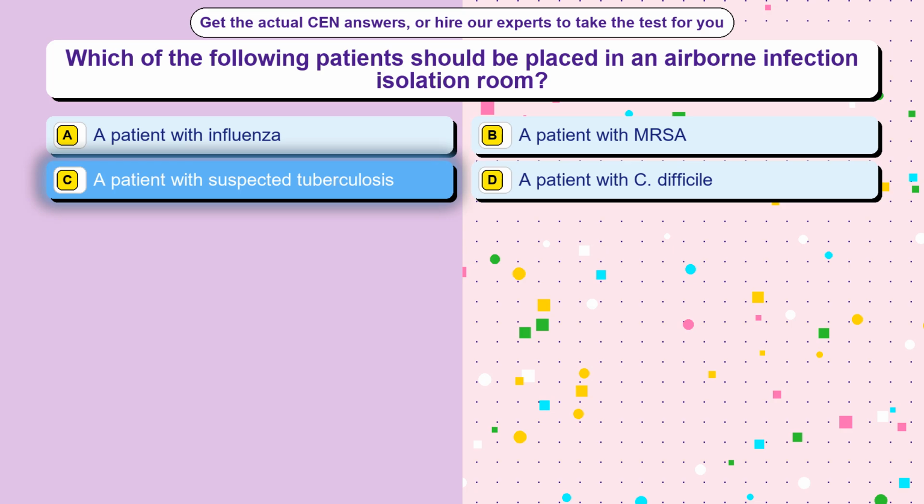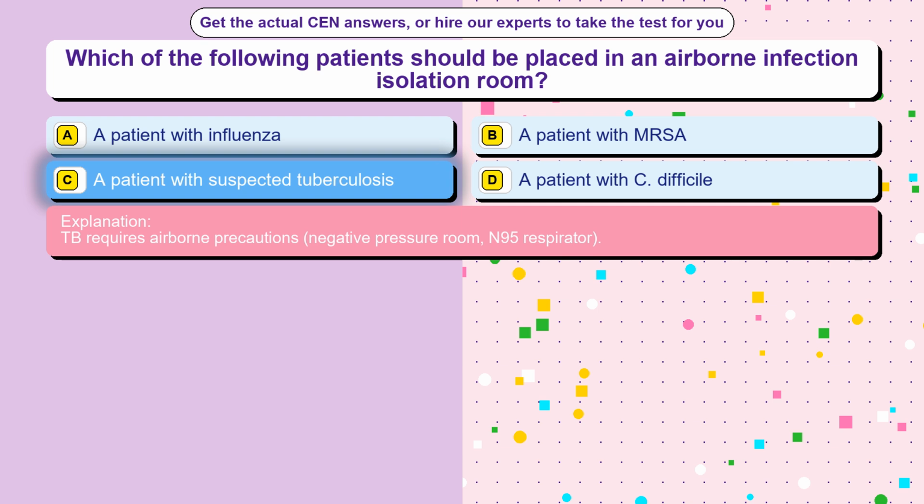The correct answer is option C, a patient with suspected tuberculosis. TB requires airborne precautions, negative pressure room, N95 respirator.